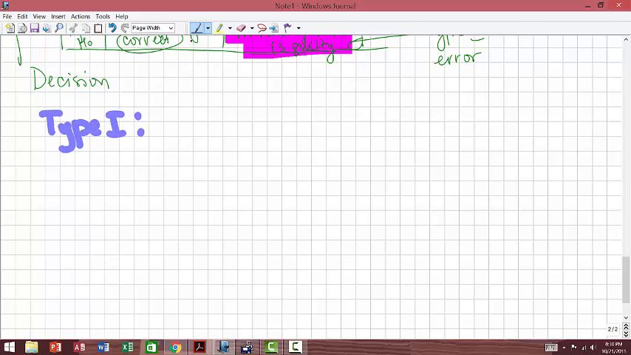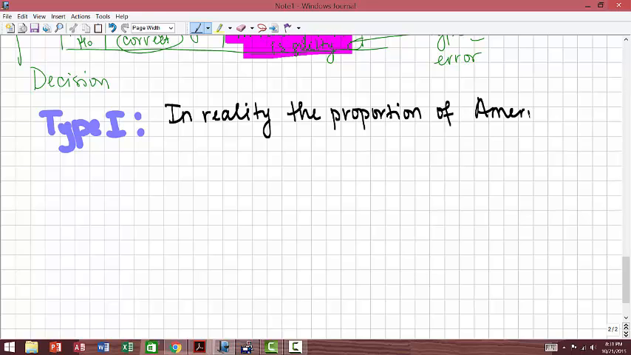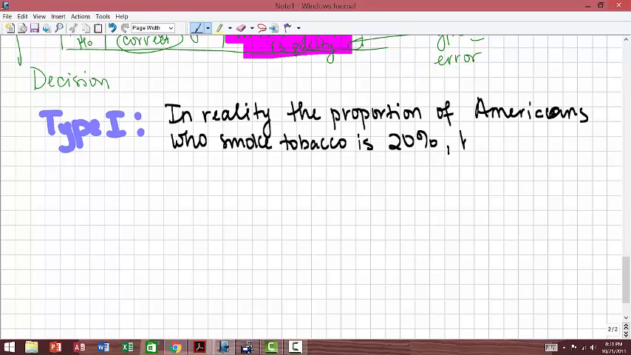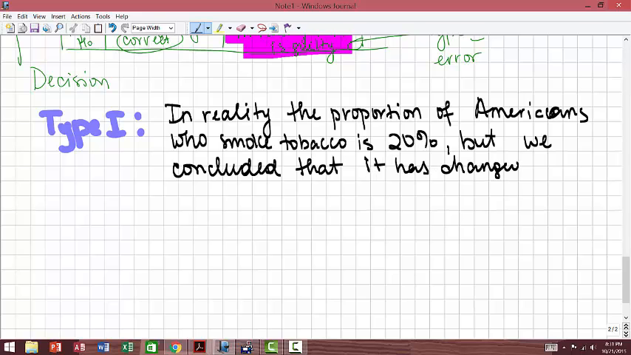Okay, in the context of the problem, it means the following. In reality, the proportion of Americans who smoke tobacco is 20%, but we concluded that it has changed. Okay? That would be a type 1 error.